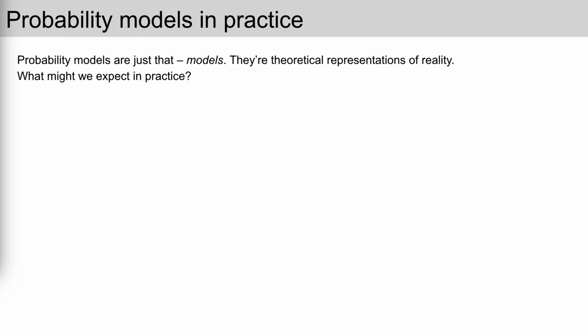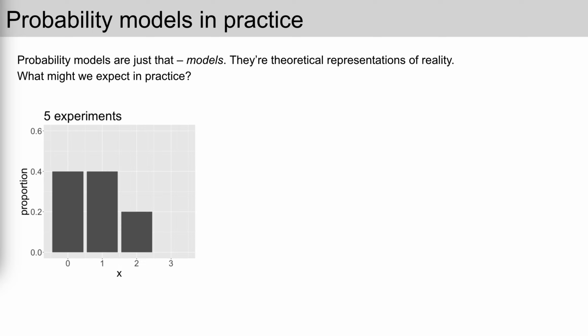Finally, it's important to keep in mind that probability models are just that, models. They're theoretical representations of reality. To consider what we might expect in practice, we can run some simulations. For example, I ran the 3 dice roll experiment 5 times. In 40% of these experiments, I rolled 0 6s, in another 40%, I rolled 1 6, and in another 20%, I rolled 2 6s. This means that in 5 runs of the experiment, I never observed a sequence of 3 6s in a row. It's not surprising that these observations don't perfectly match up with the probability model. I only ran 5 experiments.